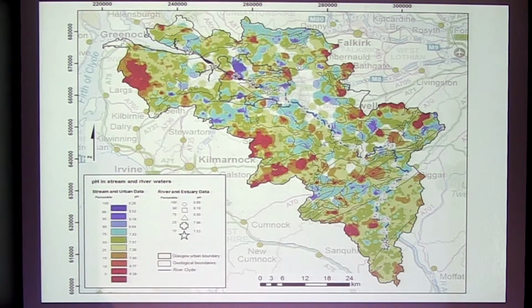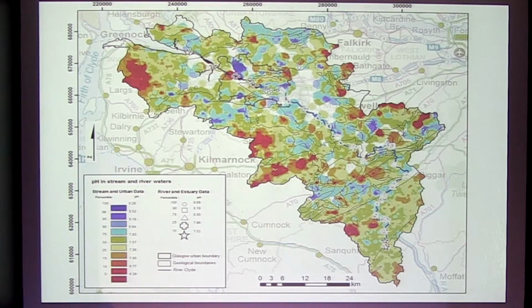So, as I said earlier, we combined the urban and the stream water data sets, so we get this interpolated map across the catchment. You can also see we've got proportional symbols which represent the river and estuary data sets, but I don't really have time to discuss those either.